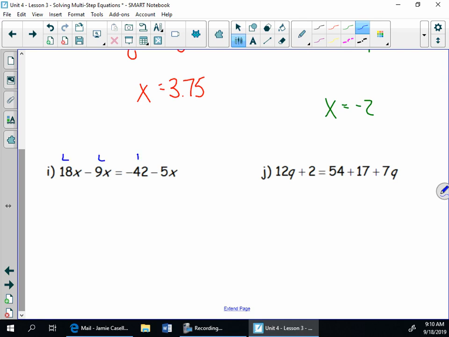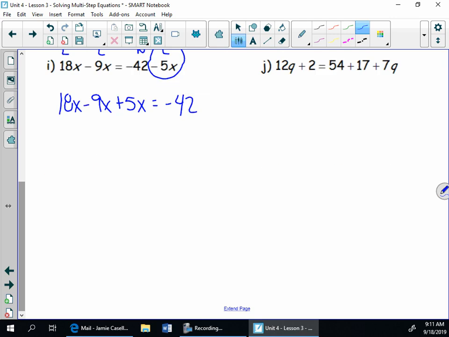Letter, letter, number, letter. Ooh, mixture. That's the one thing that's in the wrong spot. Let's move it. 18x minus 9x. The 5x is coming over and doing the opposite, so it's going to have to add. And I'm left with negative 42. Let's collect. 18 minus 9 is 9, plus 5 makes 14 x's equals negative 42. I want to know what just x is, so I divide by 14. If I do that to one side, I do it to the other.